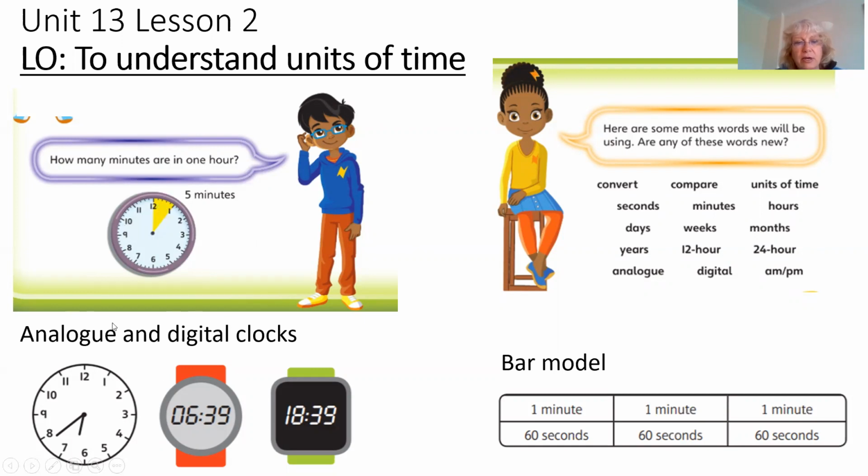Look at the 3 different types of clocks that there are. So we have an analog. These two are both digital, so there's only 2 different types of clock, but this one is a 12-hour clock and this one is a 24-hour clock, and I know that because 18 is greater than 12.